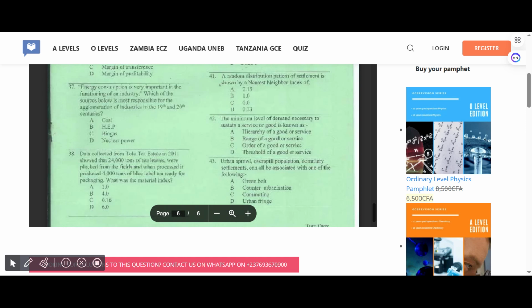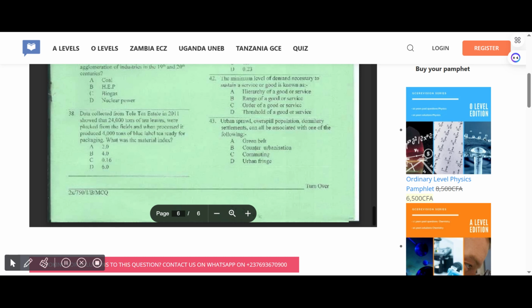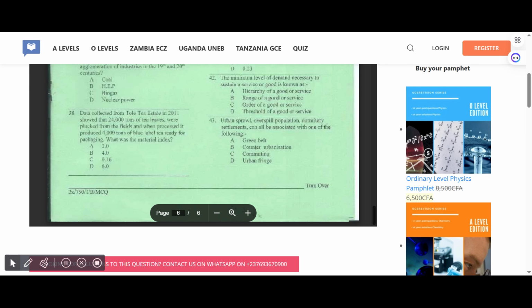The minimum level of demand necessary to sustain a service or good is known as. Correct answer is C, which is threshold of a good or service. Urban sprawl, overspill population, dormitory settlements can all be associated with one of the following. Correct answer is D, which is urban fringe.